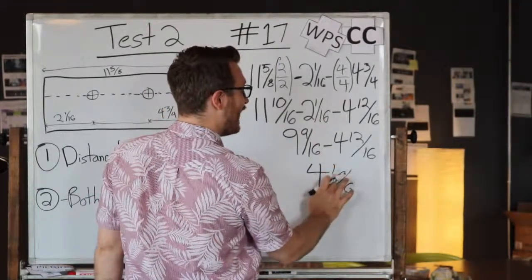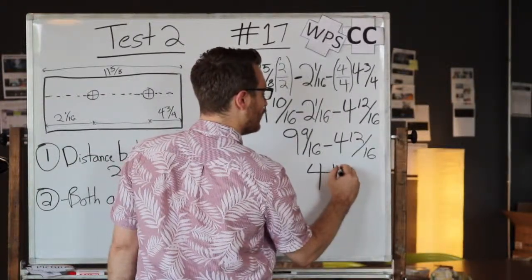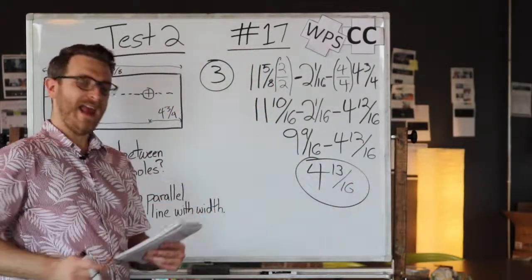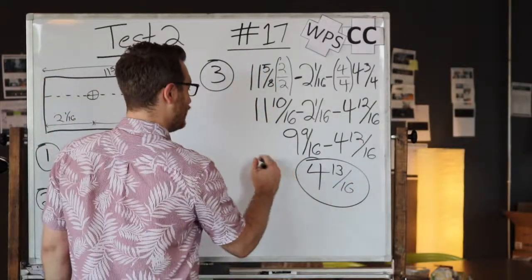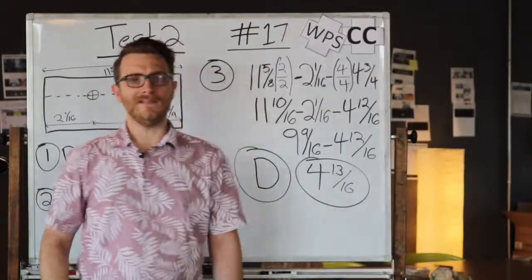But I'm going to subtract an extra 3 from this. What is 16 minus 3? Equals 13. The answer is 4 and 13 sixteenths. If you look at the letter choices, that answer is D.